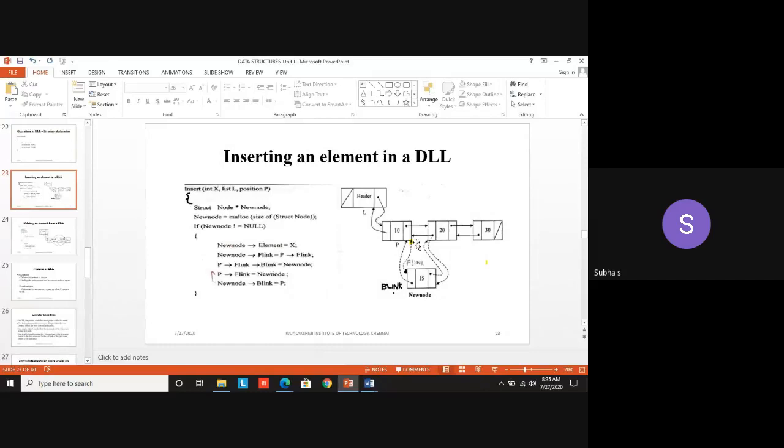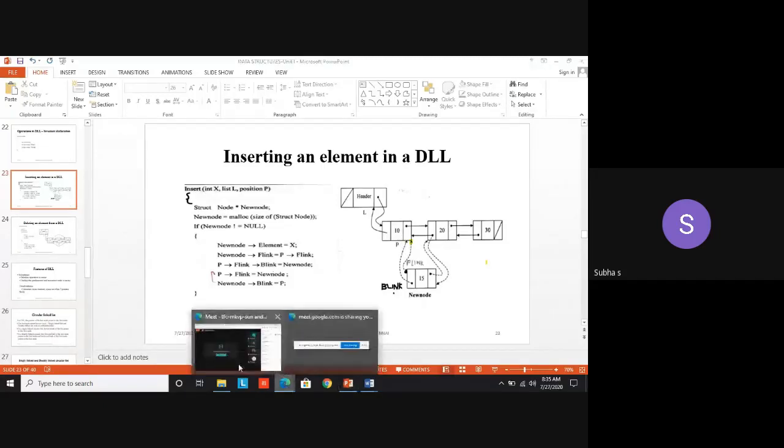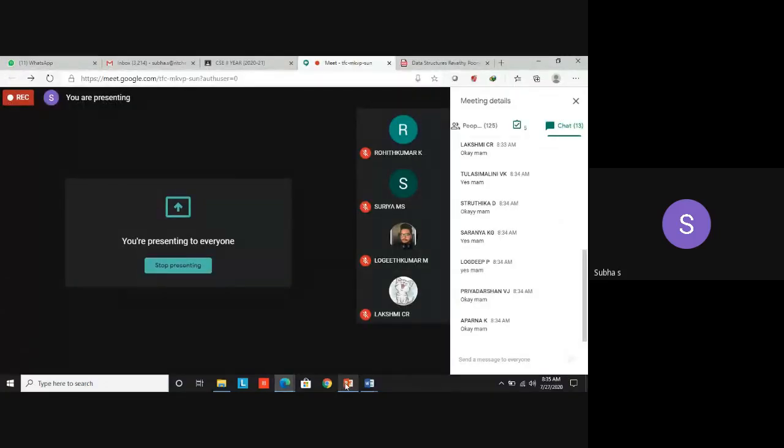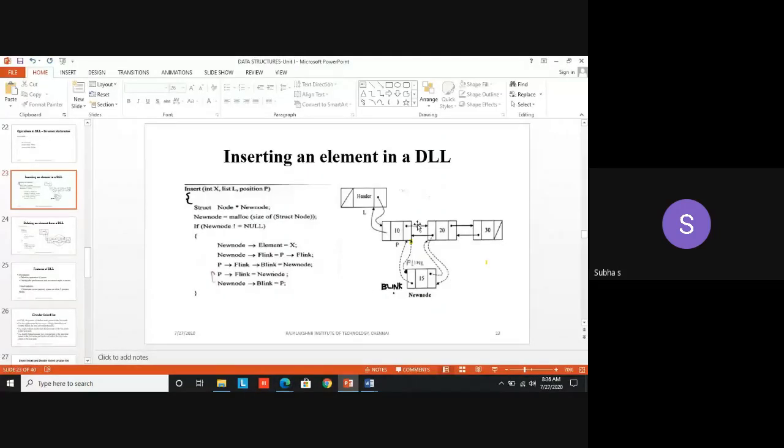So for inserting an element, you have to adjust the 2 pointers, because P is the position. After this position, you are going to insert the element 15. P is pointing to whom? Pointing to the address of 20. So that link should be removed. Then the 20 backward link pointing to the address of 10.